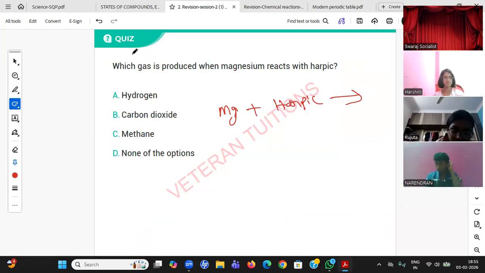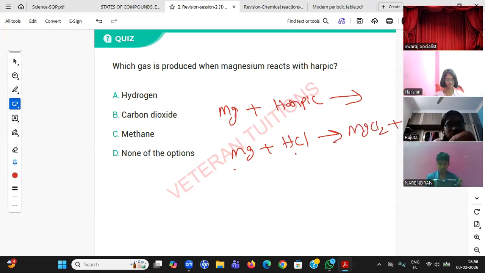Tanish, right answer. Shrugal, right. Megha, right. Maya, right. Rujuta, right. Jahnavi, right. Jatayan, wrong answer. Harshini, right. Narendran, right. Very good, students. Shayan, right answer. Aparna, wrong answer. Why methane? Where did methane come from? You see, students, magnesium plus HCl, metal with acid, you'll get salt plus hydrogen gas. So the option should be A.